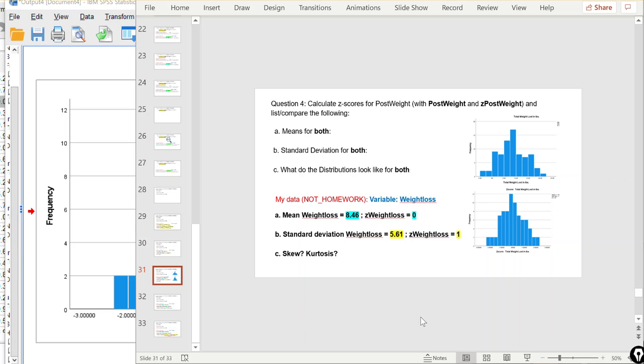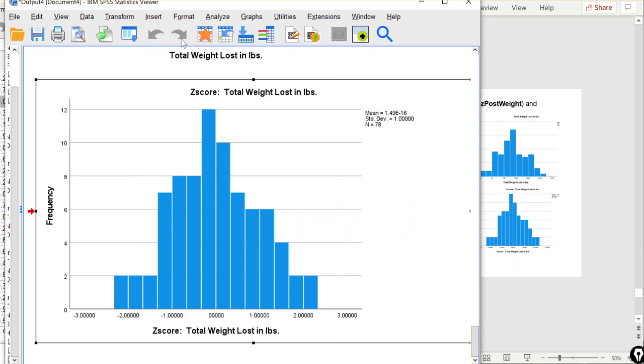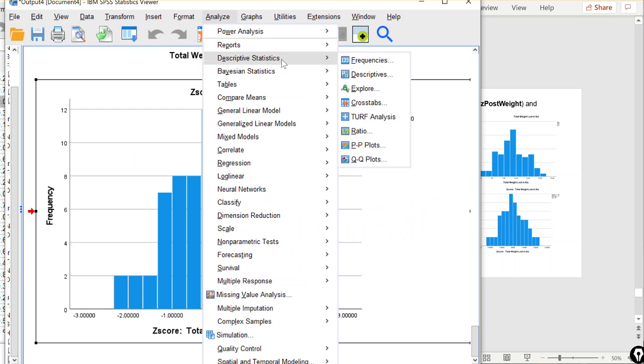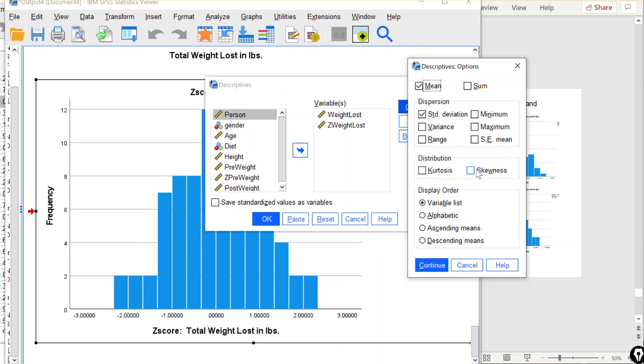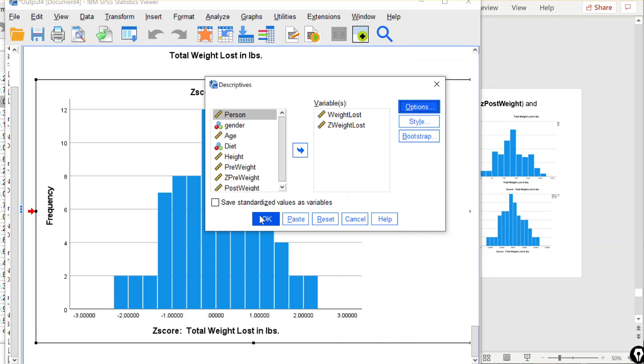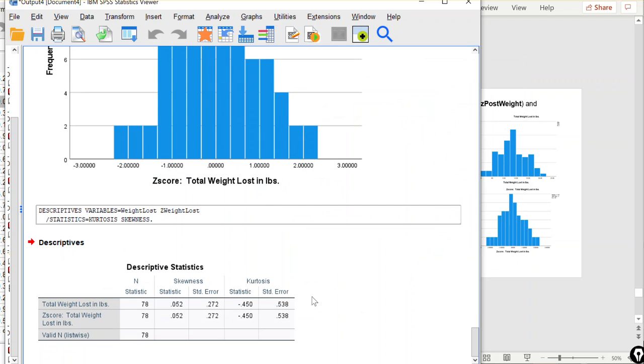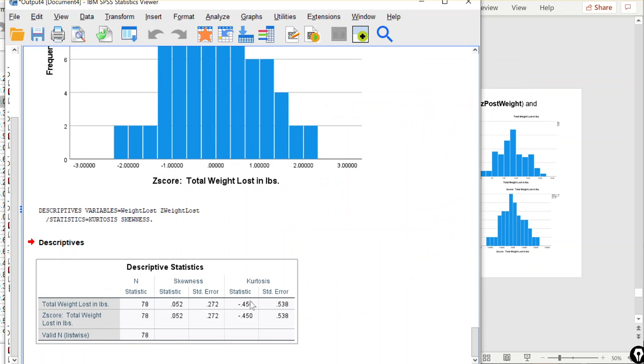and if we were to look at their skewness and kurtosis, it would be the same. So if we go into descriptives, and then go into options, and we type in skewness and kurtosis here, check those off, what we will see is their skewness and kurtosis is going to be the same for Z and for the raw. The statistic value for kurtosis, these two values are the same, and in skewness, these two values are the same. So hopefully this is helpful.